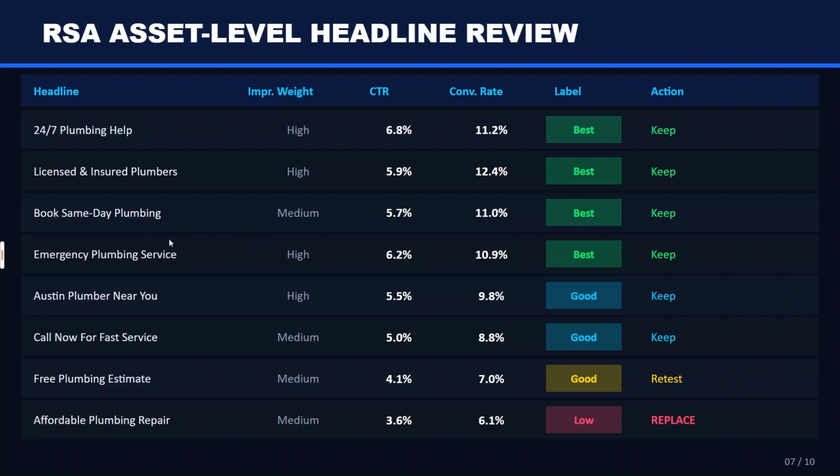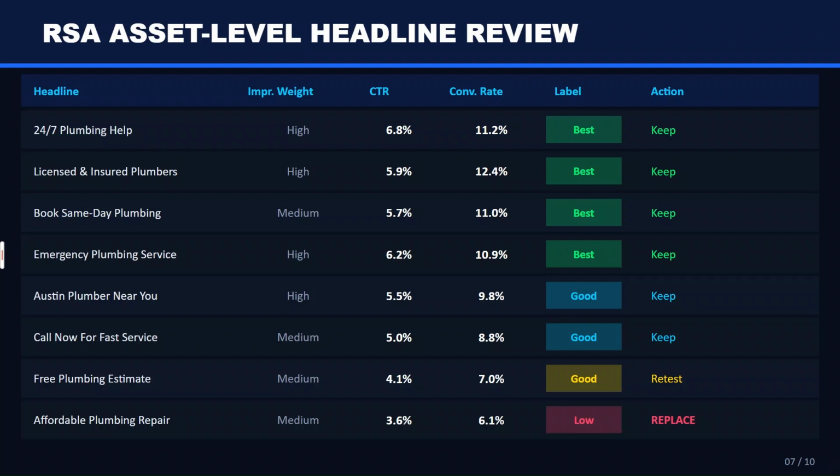Now look at the bottom of this table. "Affordable plumbing repair," 3.6% CTR and 6.1% conversion rate. It is so low, so this headline is hurting us. Why? Because "affordable" attracts bargain hunters, people who just want the cheapest price. These are not the best leads for a quality plumbing business, and the click rate is low because it is boring and generic. So this is the headline we are replacing.